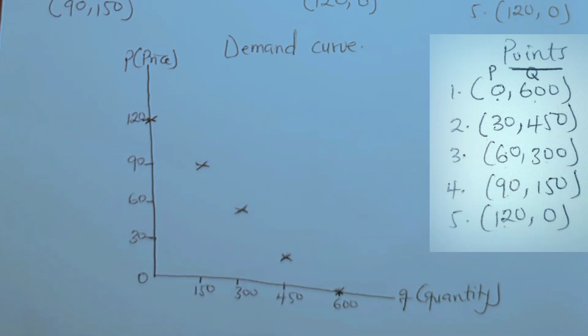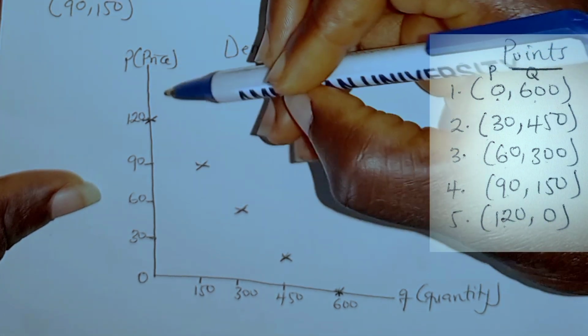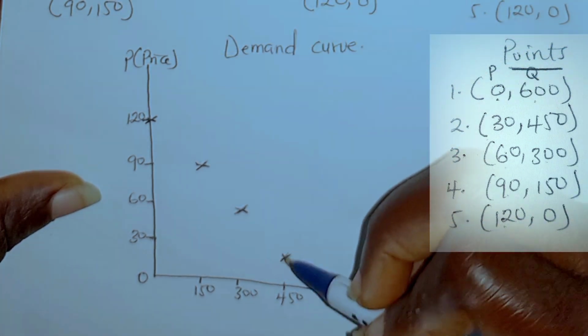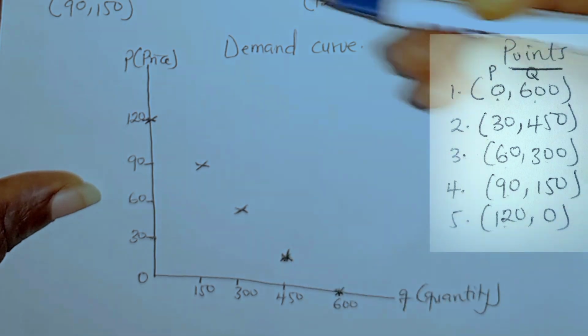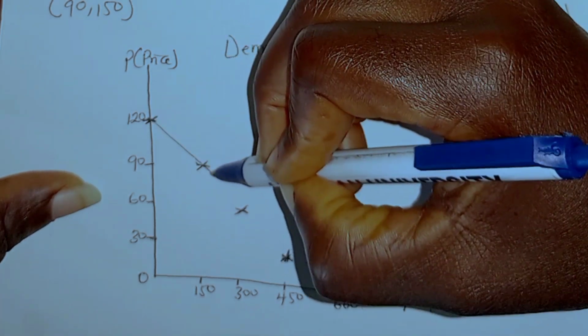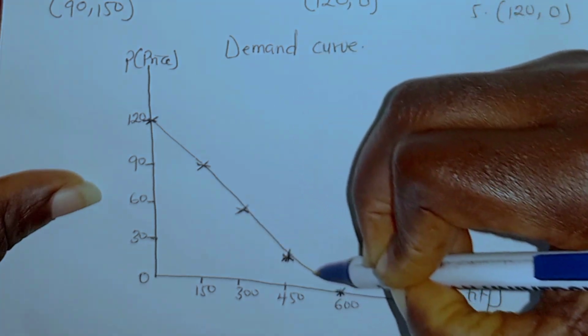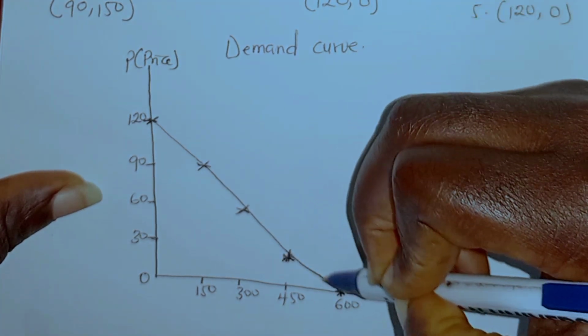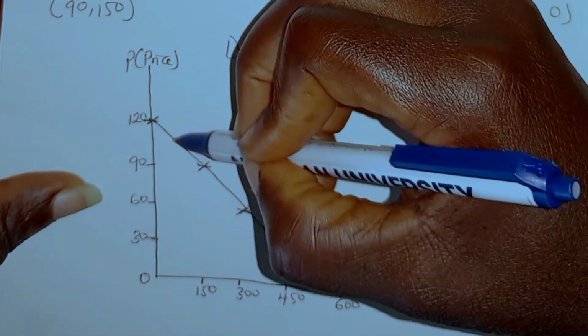So after doing this, you have to neatly join them together with a straight line. I used my hand because it is not drawn to scale.